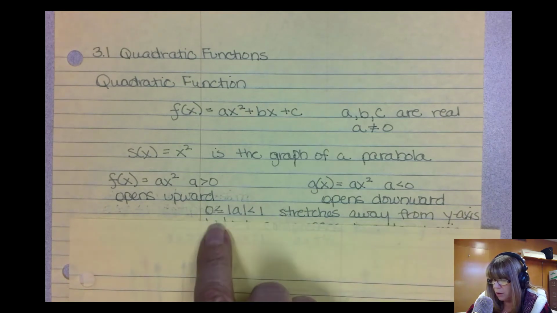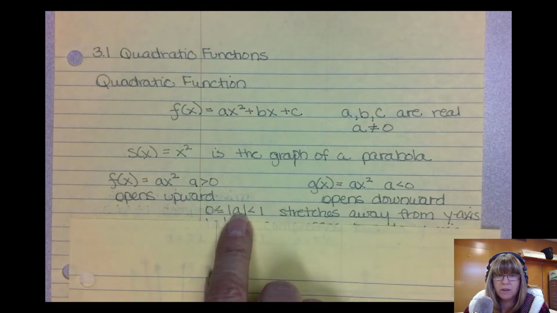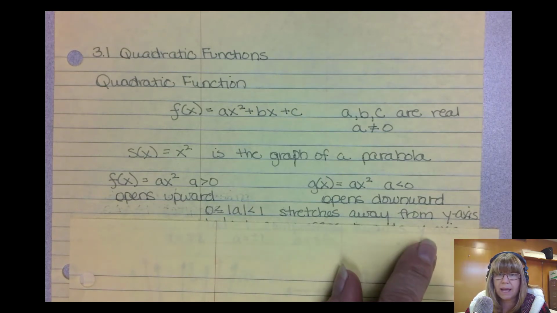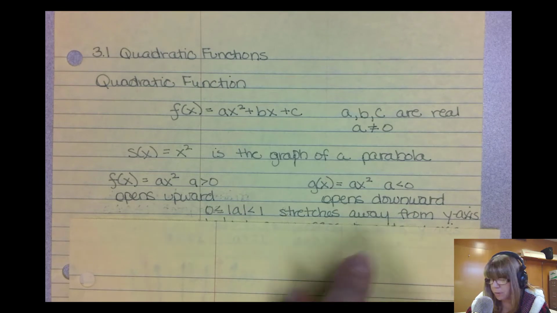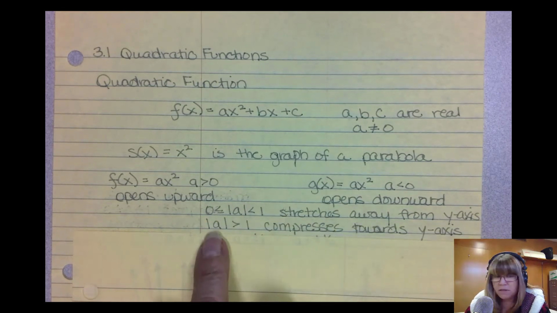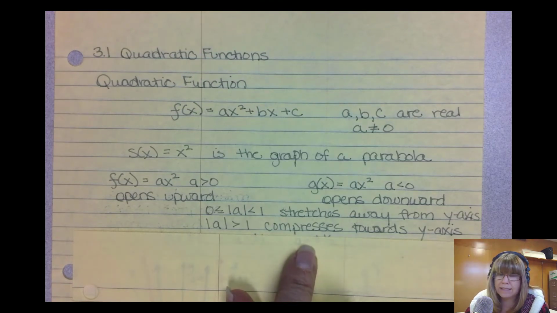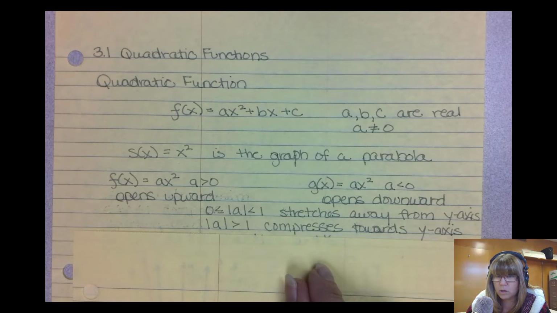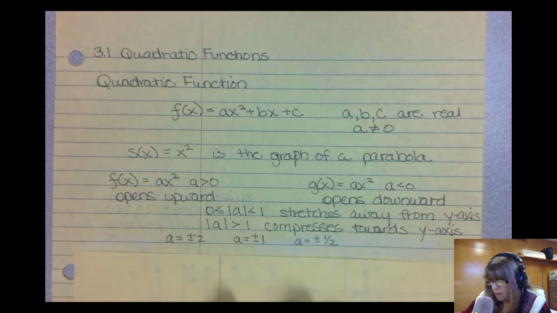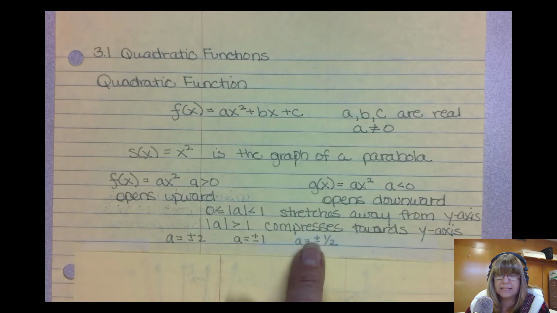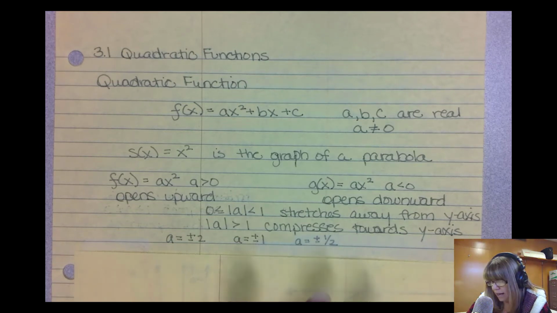We also know that if the absolute value of a is anywhere between 0 and 1, it stretches away from the y-axis. We learned that in chapter 2. And if the absolute value of a is greater than 1, it compresses towards the y-axis. It grows faster, so it compresses towards the y-axis. Now let's take a look at a few examples. We're going to take a as 2 and negative 2, a as 1 and negative 1, and a as 1/2 and negative 1/2.